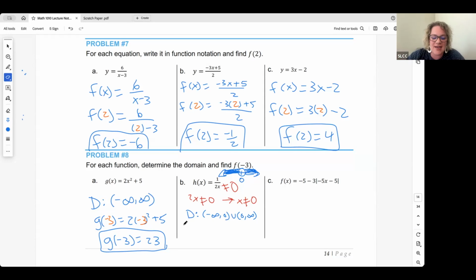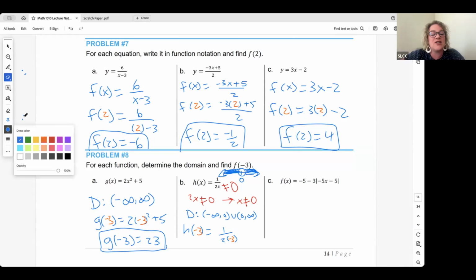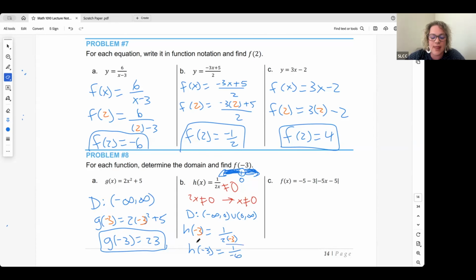All right, let's find h of negative 3. 1 over 2 times negative 3. So h of negative 3 equals 1 over 2 times negative 3. 2 times negative 3 is negative 6. So h of negative 3 is equal to 1 over negative 6. Now, we usually write that negative out front. So I would say negative 1/6. Let's look at C.